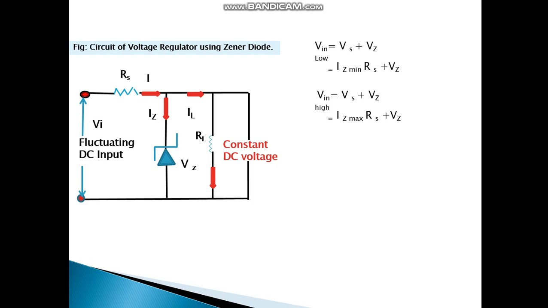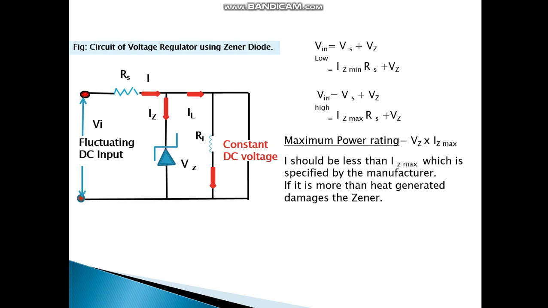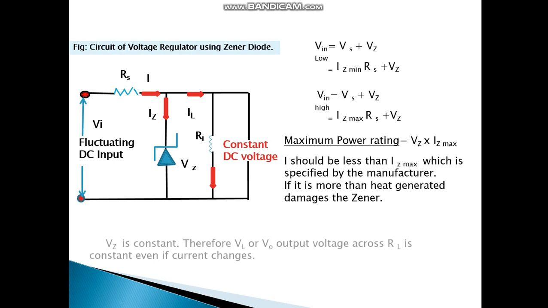The equations involved here: V in low is Vs plus Vz, that is Iz minimum Rs plus Vz. V in high is Vs plus Vz, that is Iz max Rs plus Vz. The maximum power rating is Vz into Iz max. The current should be less than Iz max, which is specified by the manufacturer. If it is more, then heat is generated which damages the Zener.